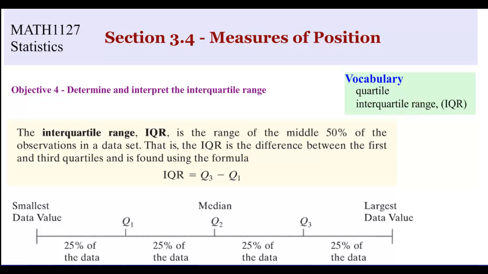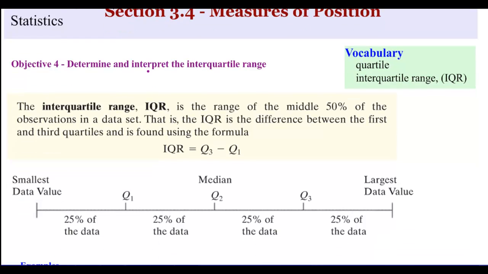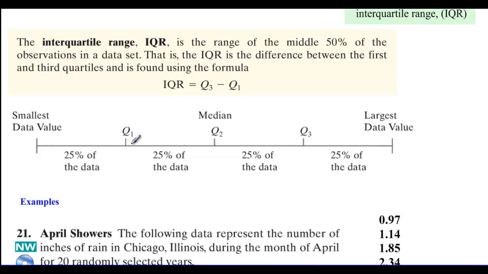Okay, let's talk about the IQR, or the interquartile range. So the interquartile range is the middle 50% of the observations in a data set. So it's where we've got 50% in the middle and then 25 on each end. So the IQR is the distance from there to there. So just like the range of a set of data is the highest number minus the lowest number, the interquartile range is going to be Q3 minus Q1.